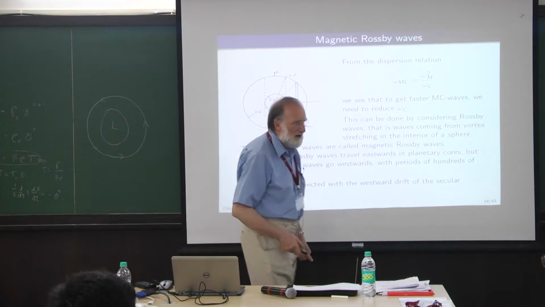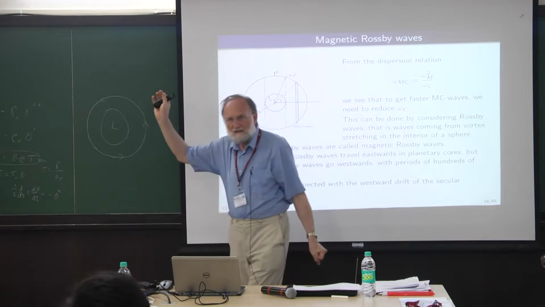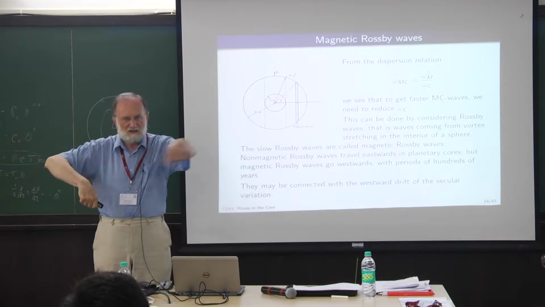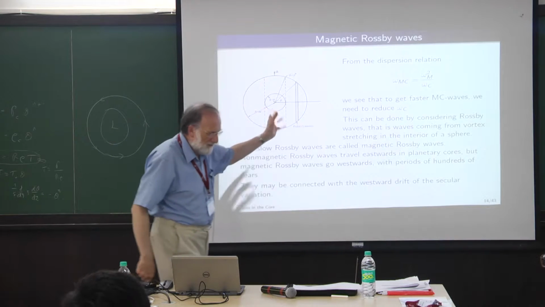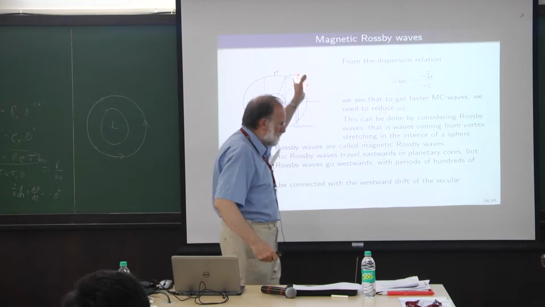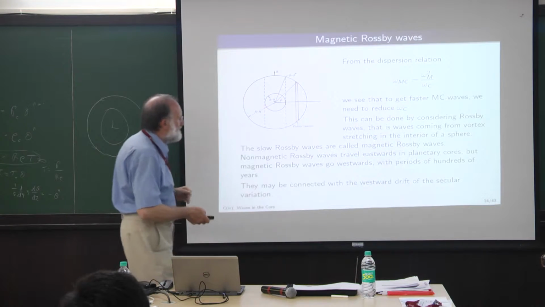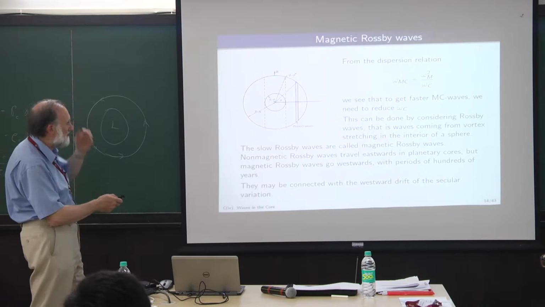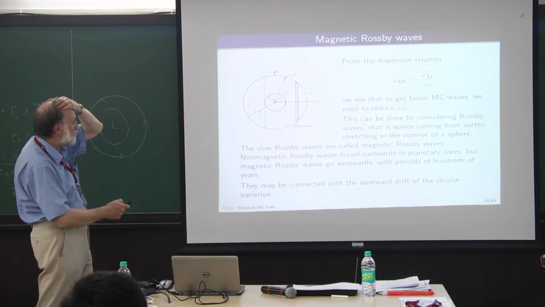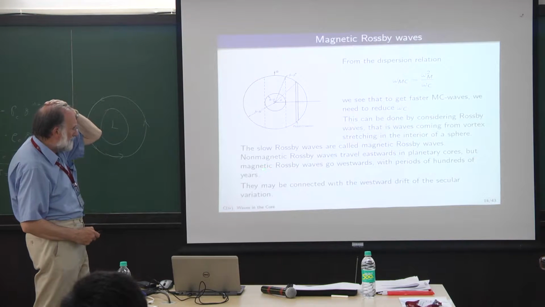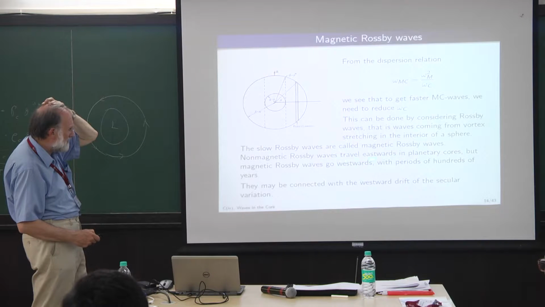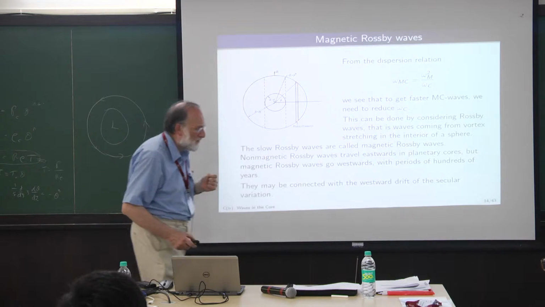The ordinary Rossby waves are the things I talked about in the Busse annulus. Those are the things that are going around and around with a frequency roughly of the order of omega. Although it's actually omega to the 2/3 times the viscous scale, but it's much faster than these things. And these ones go westward rather than eastward. So non-magnetic Rossby waves we saw went eastward in planetary cores, but the magnetic Rossby waves, these go westward.